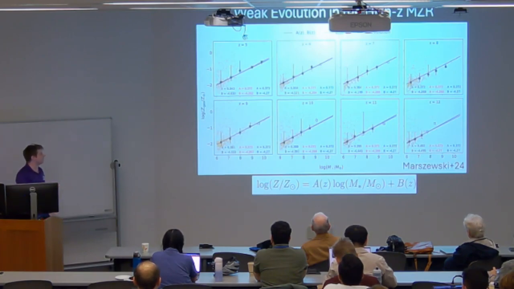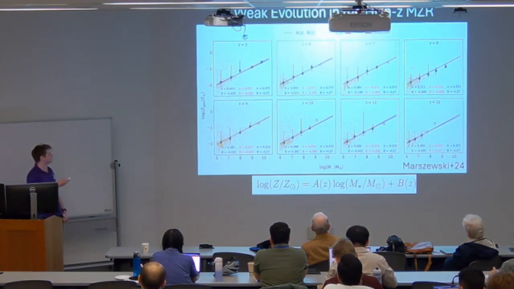And that's because we have found that evolution is very unimportant to include in our model. And so we have some evidence for weak evolution in the high redshift MZR. Okay, so that's one key prediction.